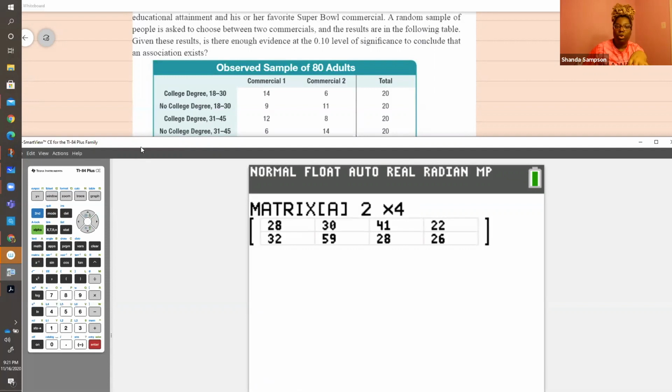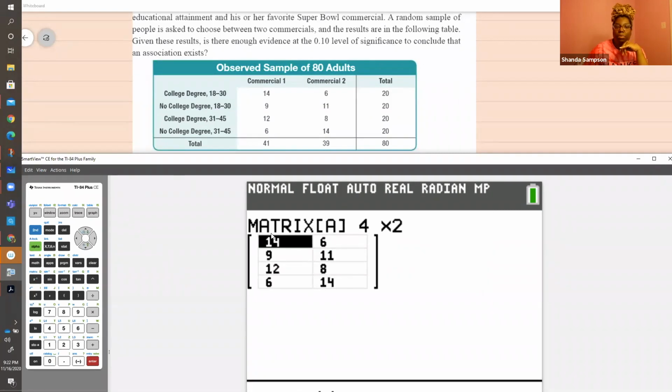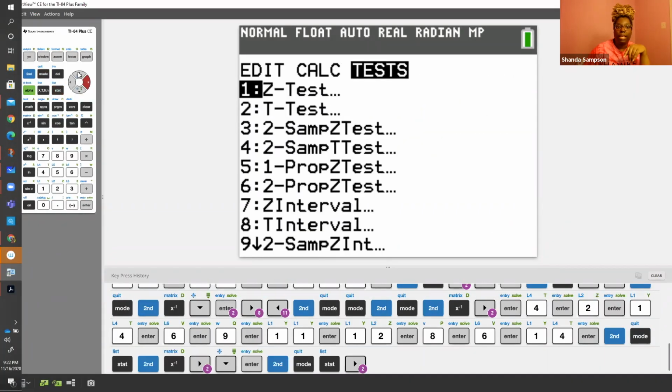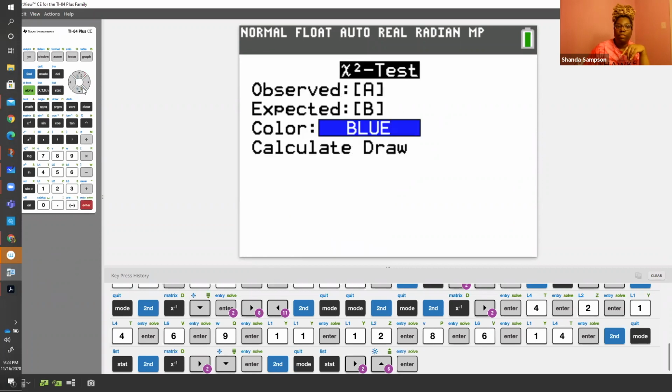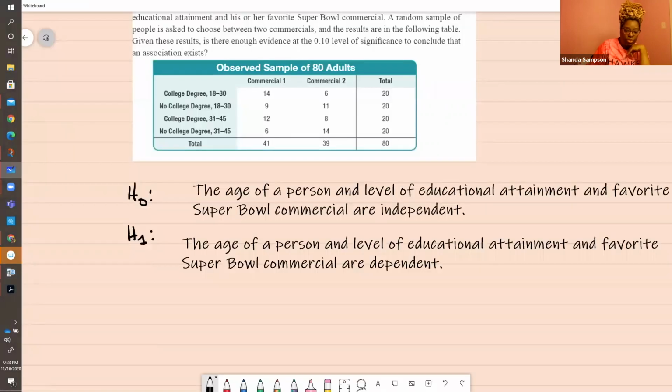Now you need to know your rows. R comes first. So you have 4 rows, 2 columns. Always make sure you double check your numbers. So I'm going to go to stat, then test, chi-squared test. We leave everything like it is and then go to calculate. Chi-squared is 7.355. So our chi-squared test statistic is 7.355.